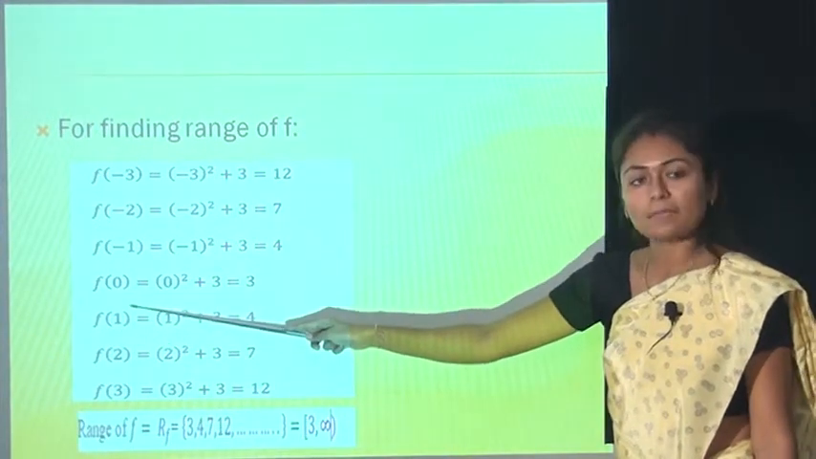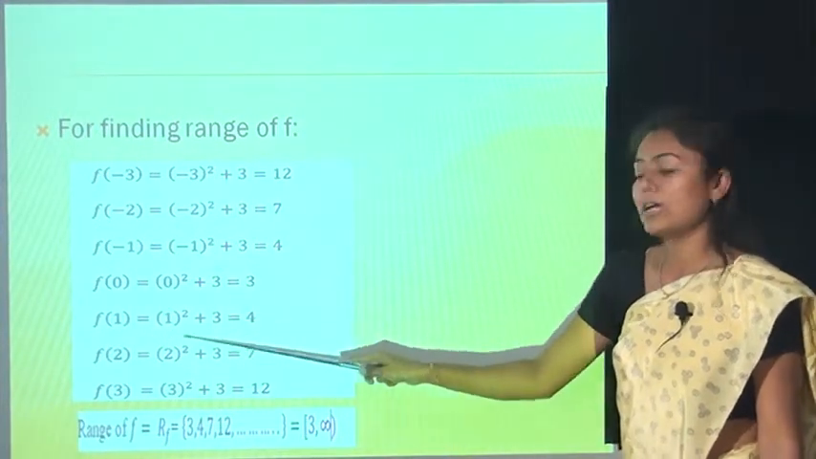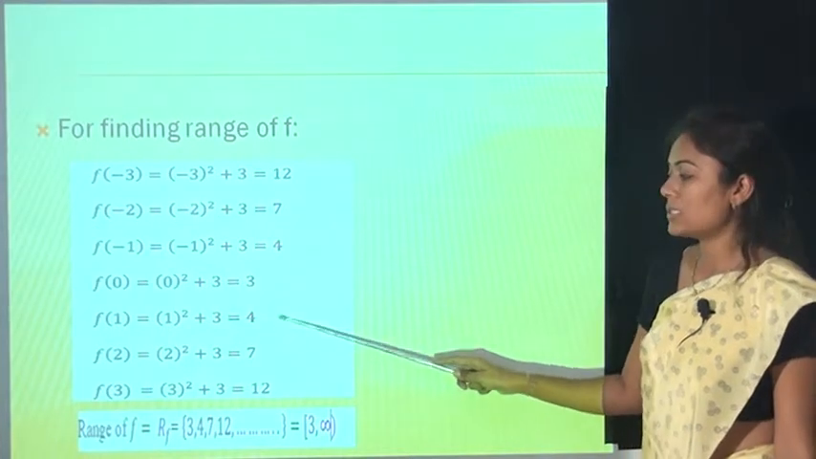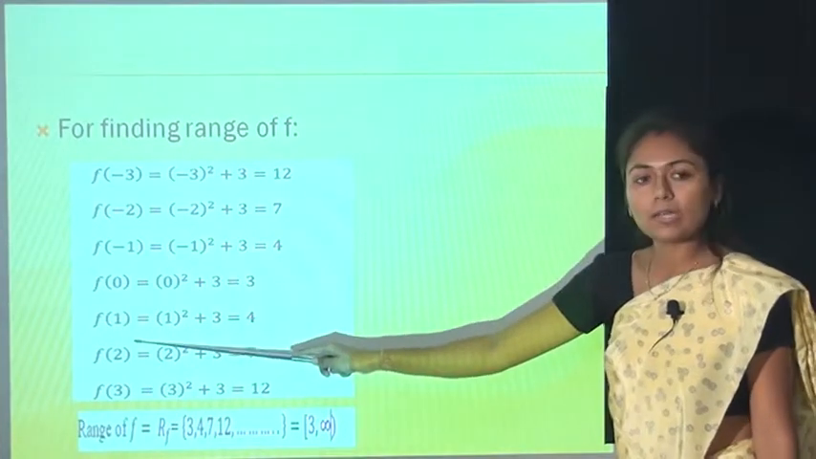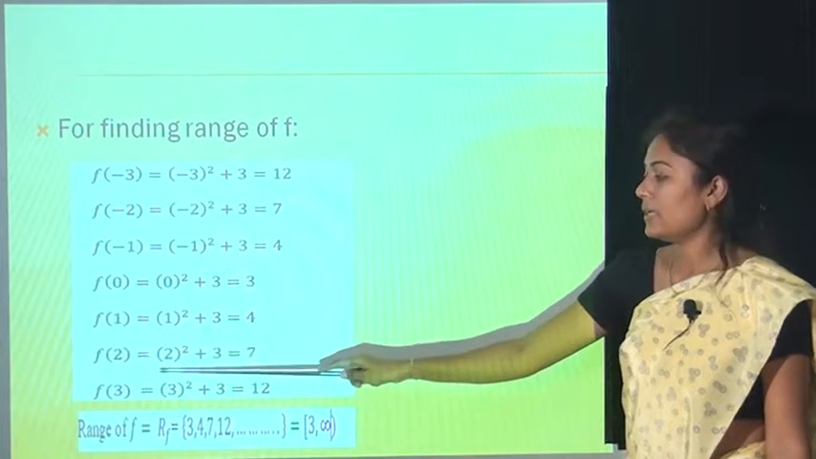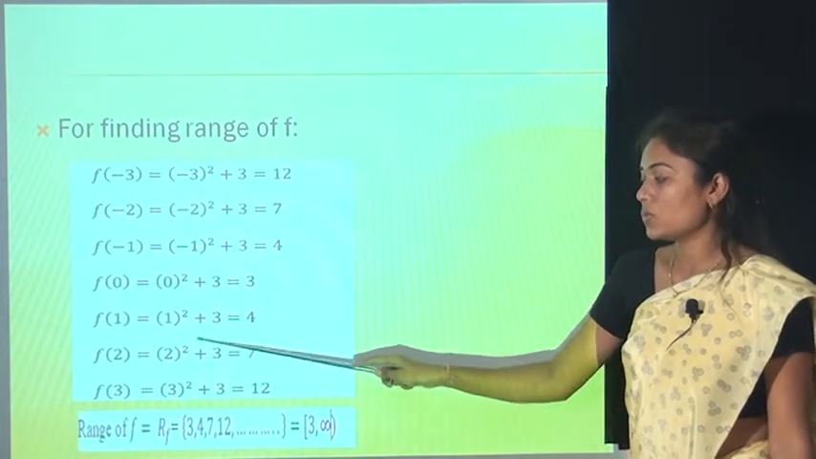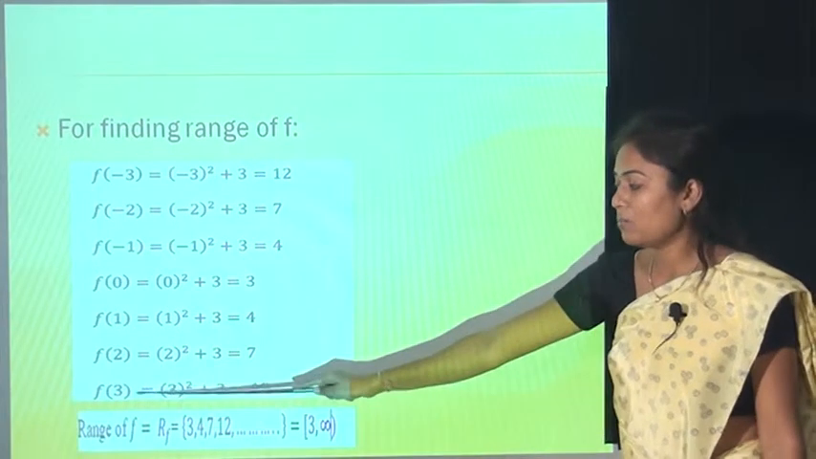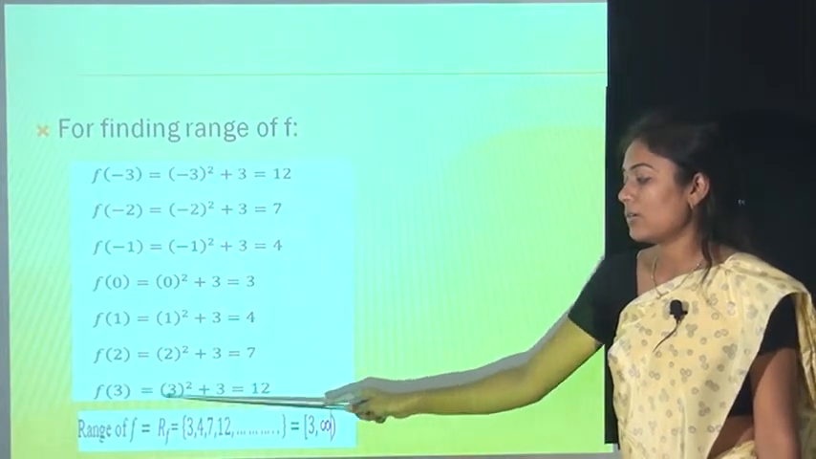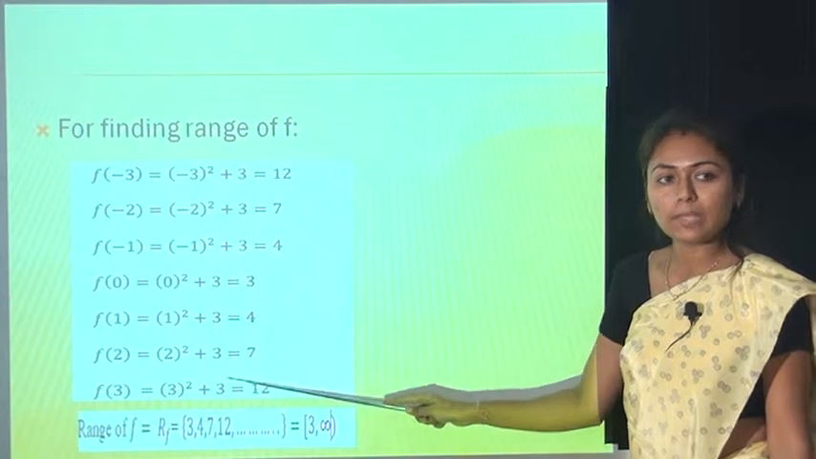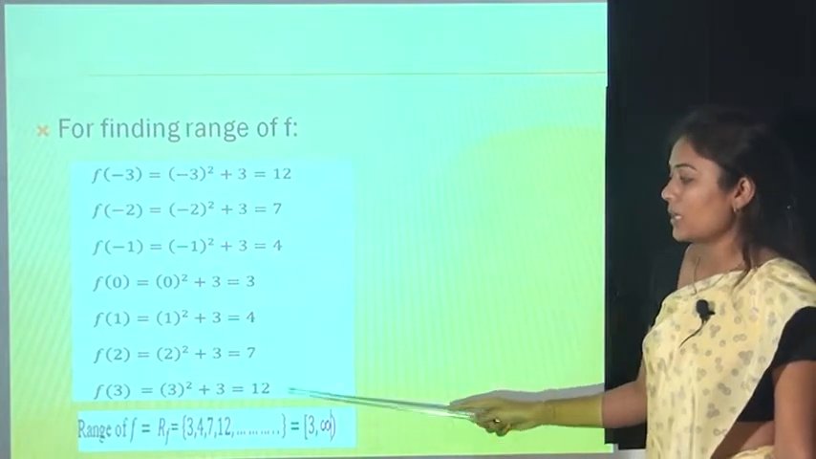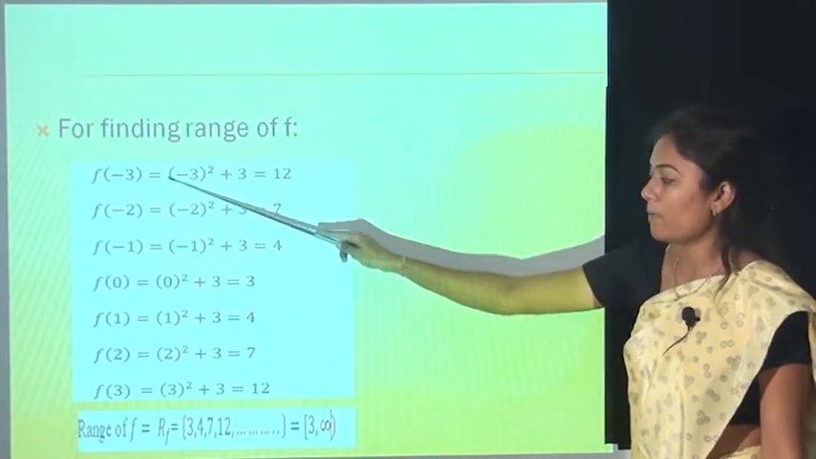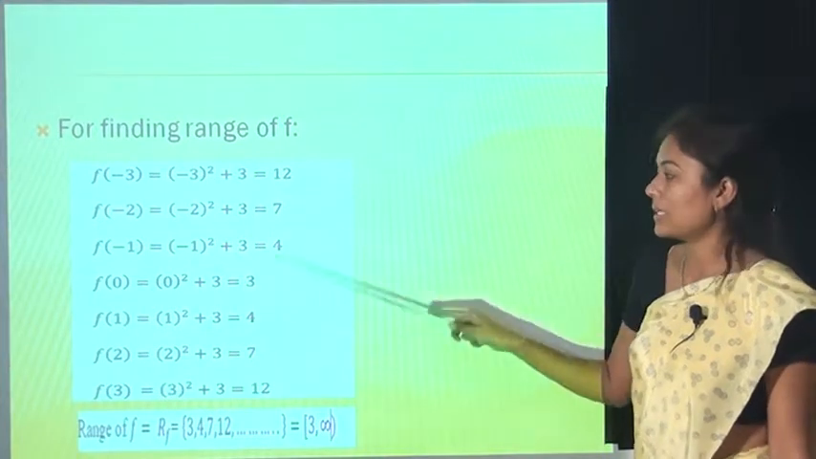If we input x equal to 1, then we get 1 square plus 3 equal to 4. If we input x equal to 2, then f of 2 equals 2 square plus 3, that means 4 plus 3 equals 7. If we input x equal to 3, it equals 3 square plus 3, that means 9 plus 3 equals 12.